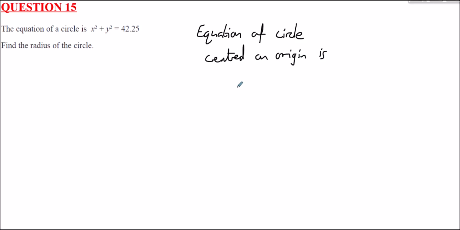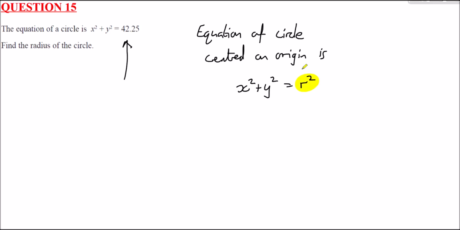Question 15, equation of a circle. Find the radius of a circle. This is essentially a memory test. It's a small part of a GCSE syllabus. The equation of a circle centered on the origin is just simply x squared plus y squared equals r squared. Okay, so we've got x squared, we've got y squared, so this number at the end is the radius squared.